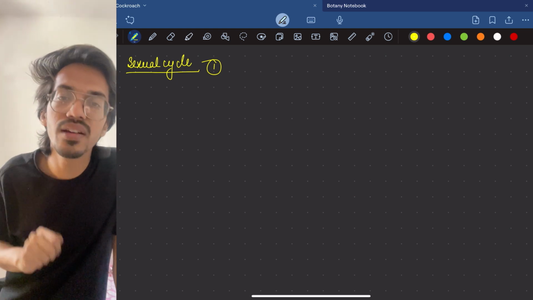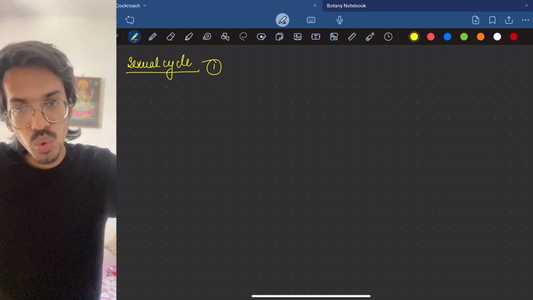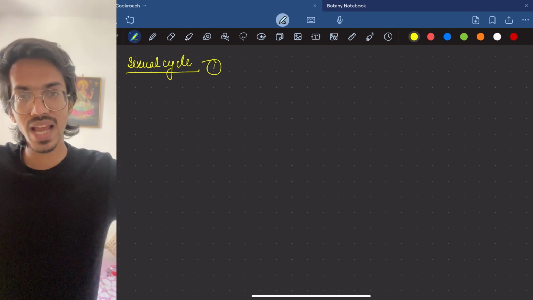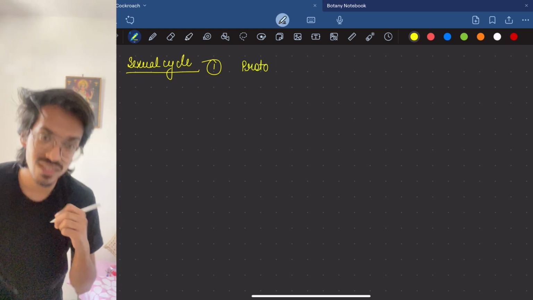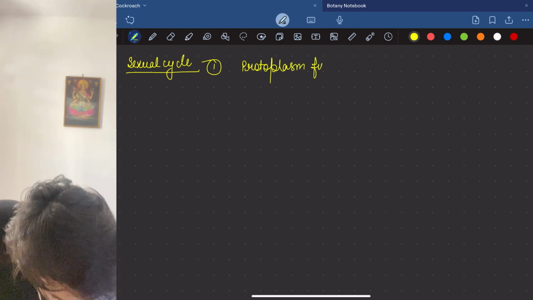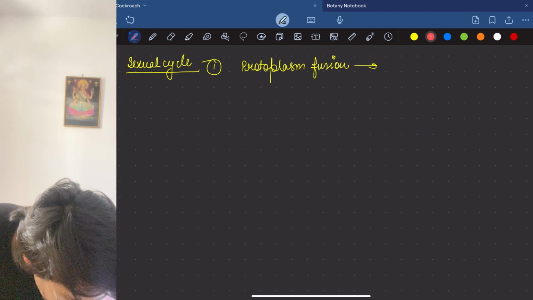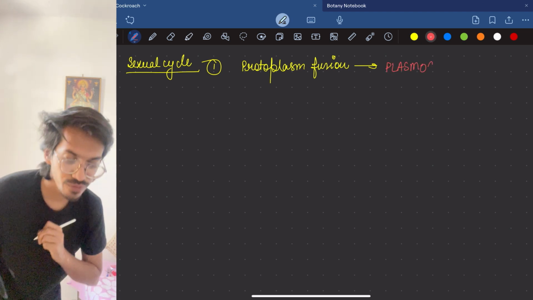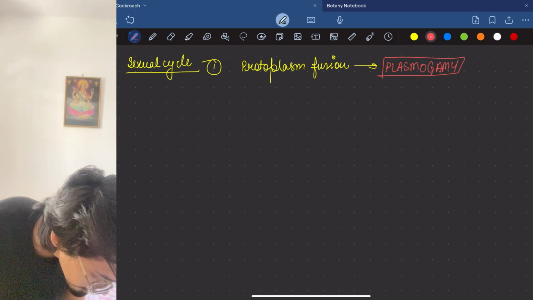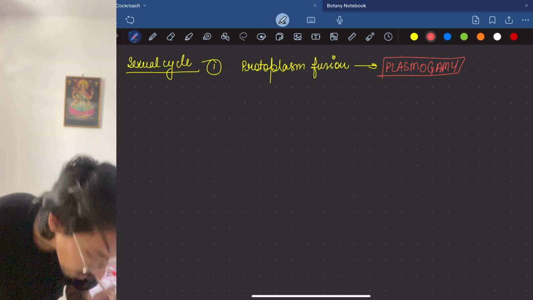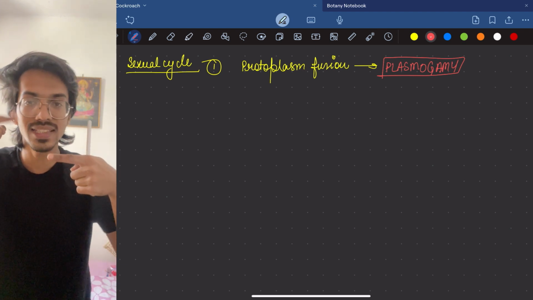Here two cells come and fuse. This is one body cell, another body cell, and they fuse. What is fusing is the plasma, so the protoplasm fusion occurs. As the plasma fuses, this step is known as plasmogamy. So the first step is plasmogamy. Once they fuse, inside each has its own nucleus.